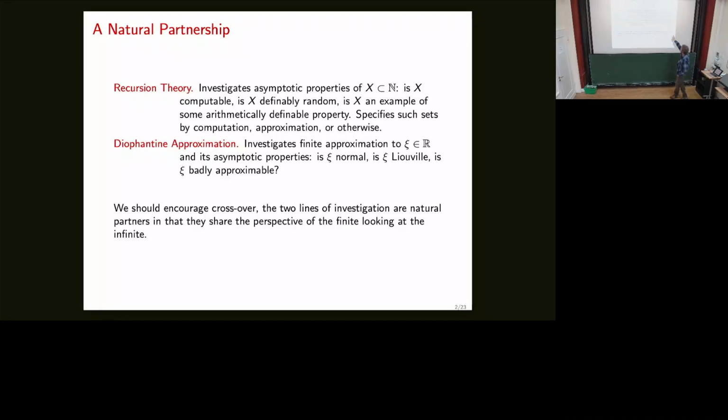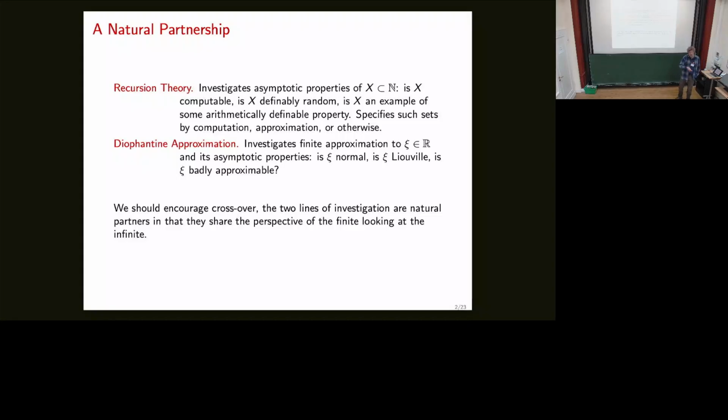Then there's other things like, is it a Liouville number? A Liouville number is one that's very well approximated by rationals. We'll say more about that. And there's various other questions that one can ask about a real number vis-a-vis the way that it's approximated by rationals. Okay, so I think these two threads of interest are not that far apart. They have a lot in common conceptually. You can use rational numbers to approximate real numbers.